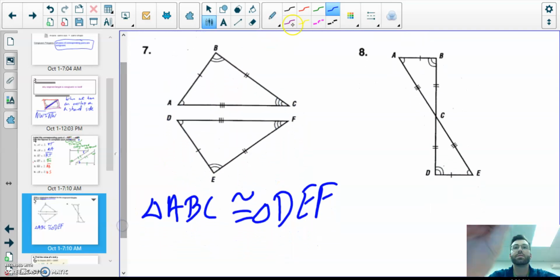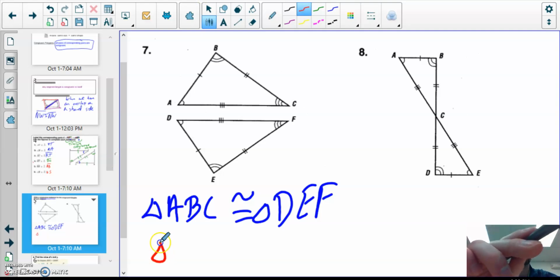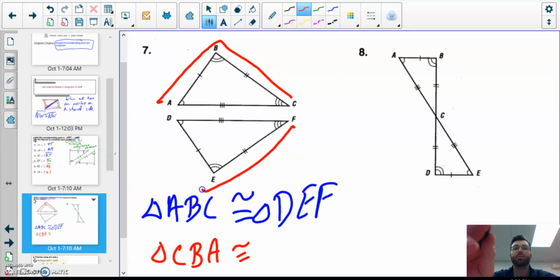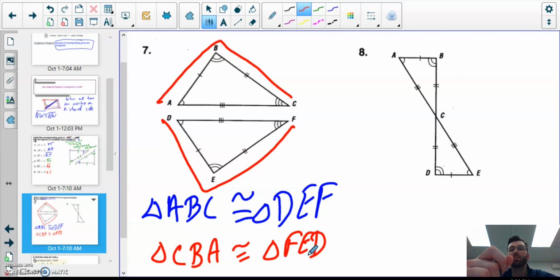I could also say triangle CBA would be congruent. So I went from 3, 2, 1 to 3, 2, 1. Triangle FED. Okay. Let's try the next one.